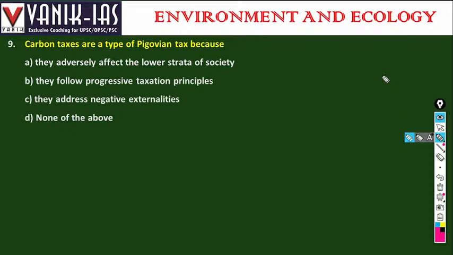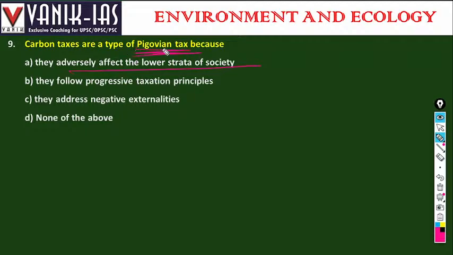Carbon tax. Carbon taxes are a type of Pigovian tax because they adversely affect the lower strata of society. They follow, carbon tax do not address the lower strata of society. They follow progressive taxation principles. They adhere to negative externalities. None of the above. Which of the following is a type of carbon tax, a type of Pigovian tax?